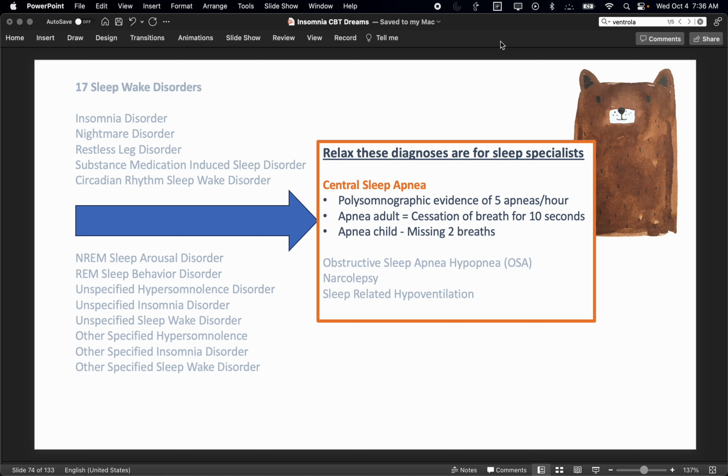What counts as an apnea, a cessation of breath, varies depending on whether it's an adult or a child. For a child, they have some kind of average respiratory rate, and then they miss 2 breaths in a row. That's good enough to call it an apnea. You need 5 of those per hour. For an adult, it's cessation of breath for 10 seconds. So you need 5 of those.